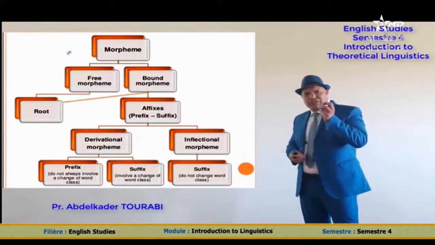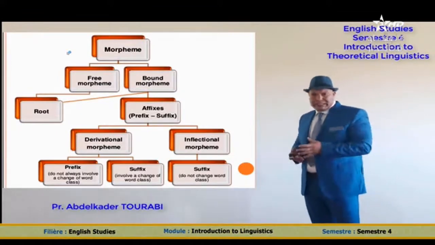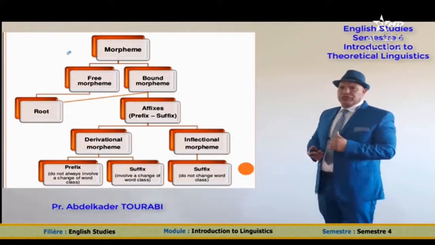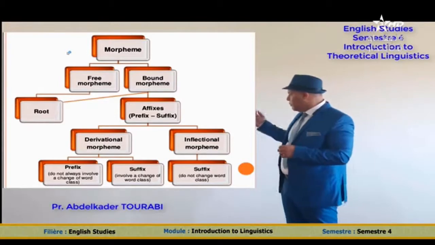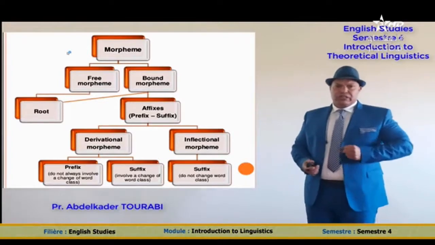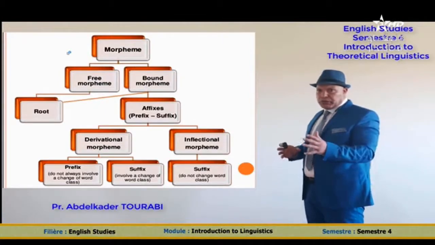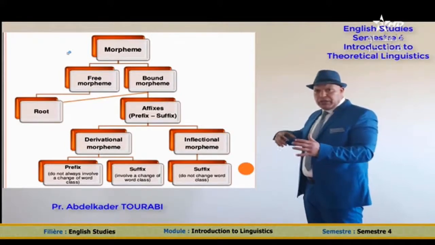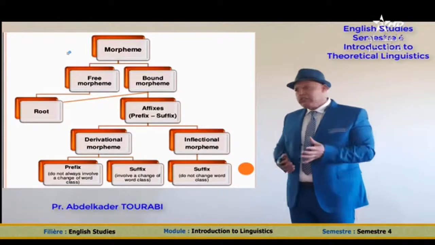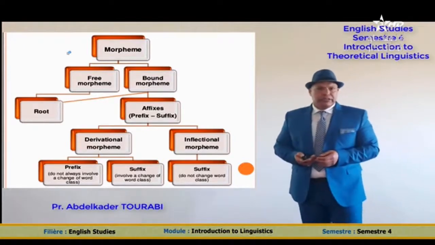In derivational morphemes, we have prefixes and suffixes. Prefixes don't always involve a change of word class, while suffixes involve a change of word class. In inflectional morphology, we have suffixes, and they don't change the word class. So this chart summarizes all the types we have seen in the whole course: we have bound and free morphemes, affixes, suffixes, prefixes, then inflectional morphology and derivational morphology. All these constitute the course we have dealt with in morphology and constitute the word in general.